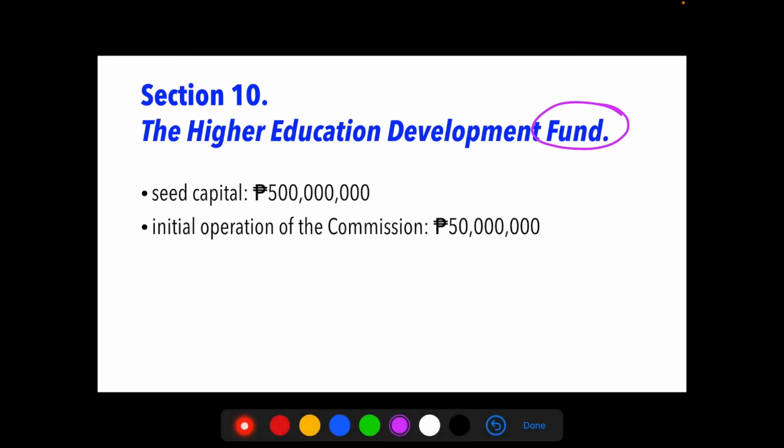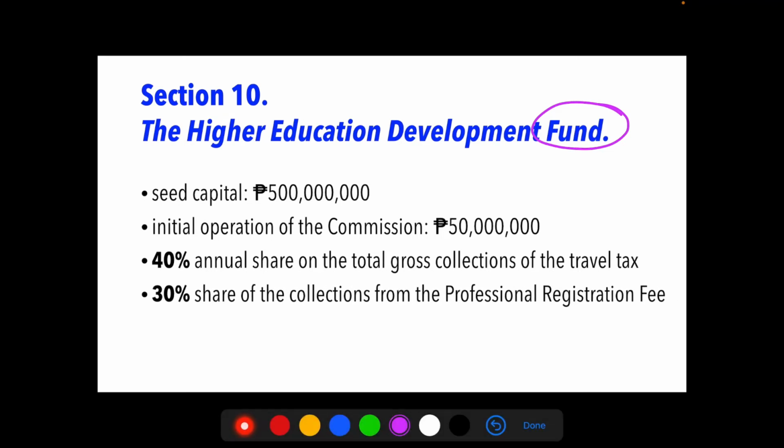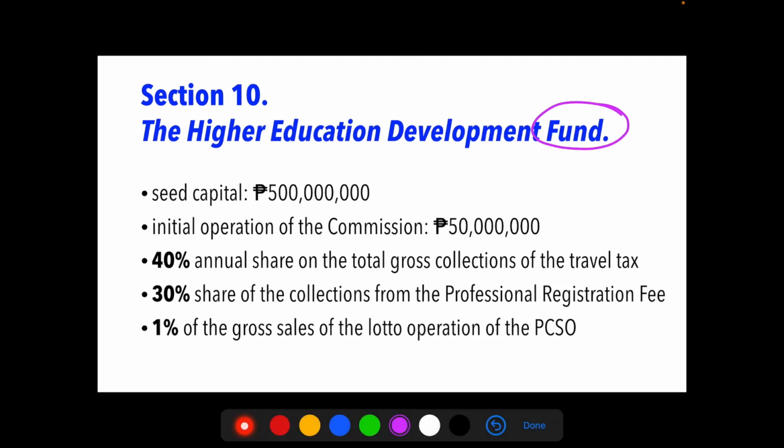operation of the Commission, the equivalent of 40% annual share on the total gross collections of the travel tax, the equivalent of 30% share of the collections from the professional registration fee, and the equivalent of 1% of the gross sales of the lotto operations of the PCSO, or the Philippine Charity Sweepstakes Office.